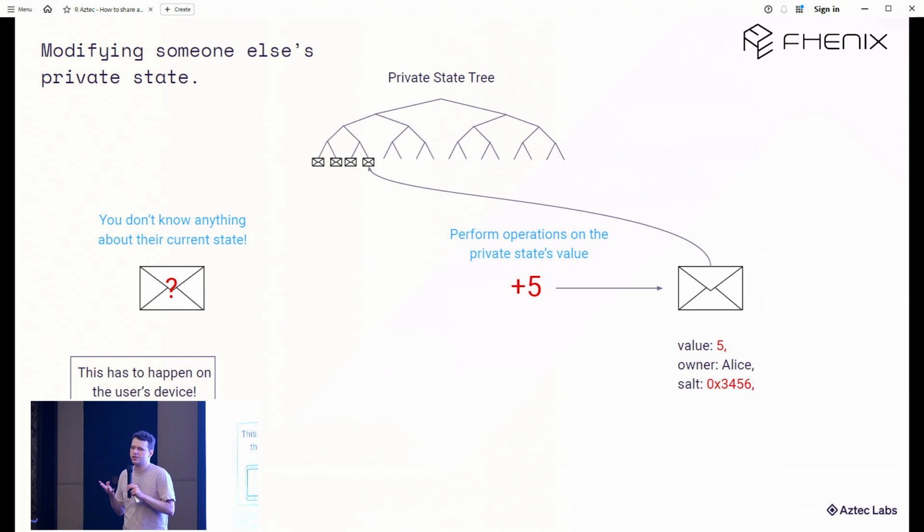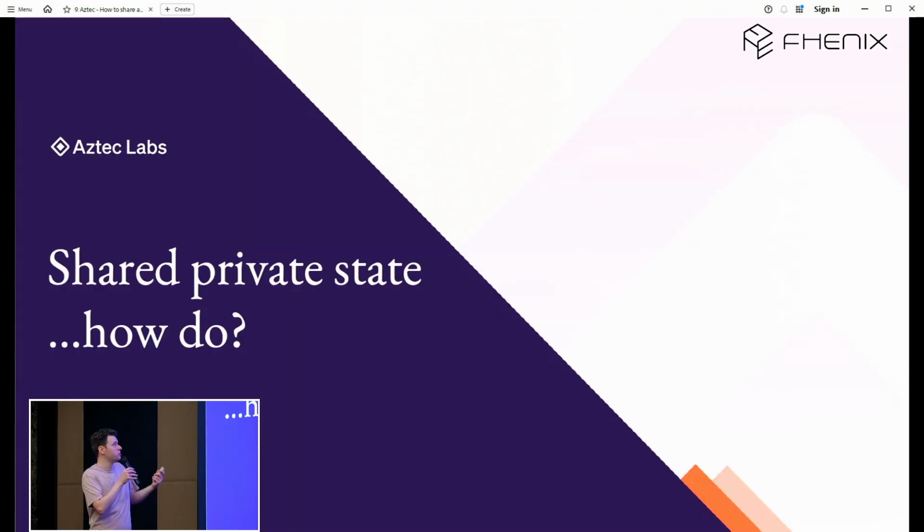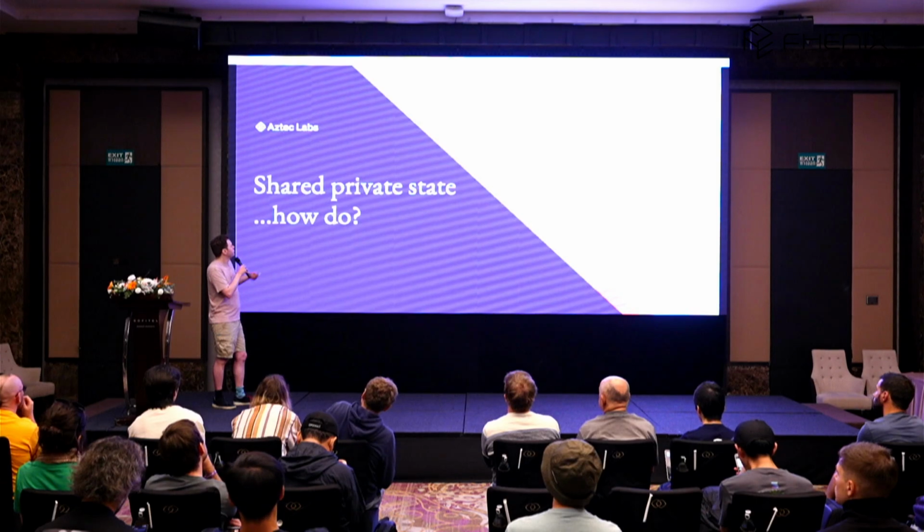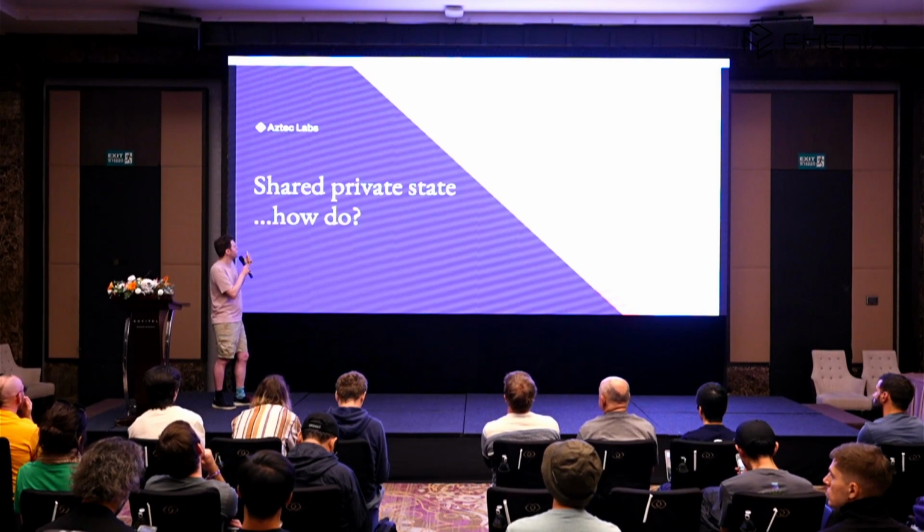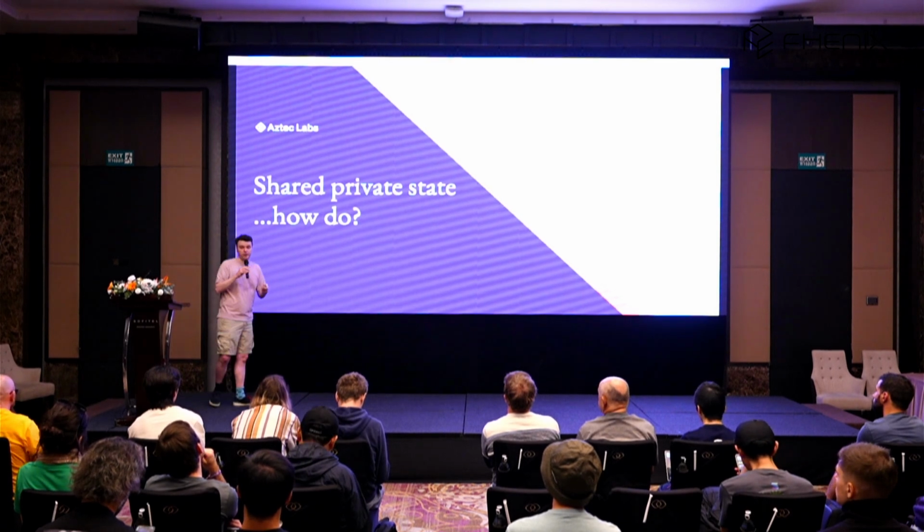It's encrypted, right? But what I can do is create a UTXO note that says this is owned by Alice in a way that's encrypted, but also a way that Alice can decrypt using secret sharing. So again, this is another reason why the UTXO model is so necessary for encrypted state. Now, shared private state, that's the holy grail.